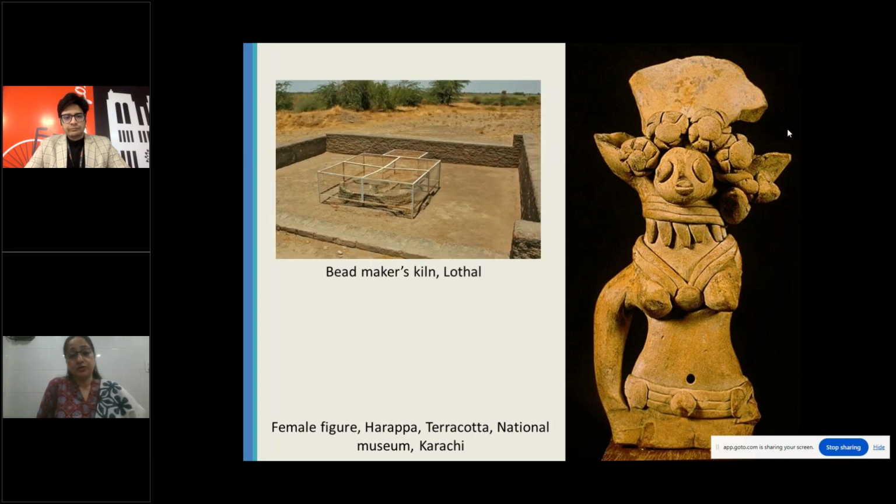And when we talk about ornamentation, then a bead maker's kiln has also been found from Lothal. So we know that ornamentation, especially making of different kinds of beads. So if you visit the National Museum in Delhi or Karachi, you will find that in the jewelry section also, there are a lot of examples which have been displayed, and this is of course a proof of the same.